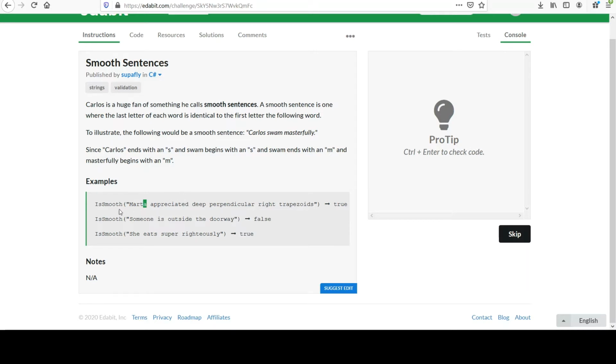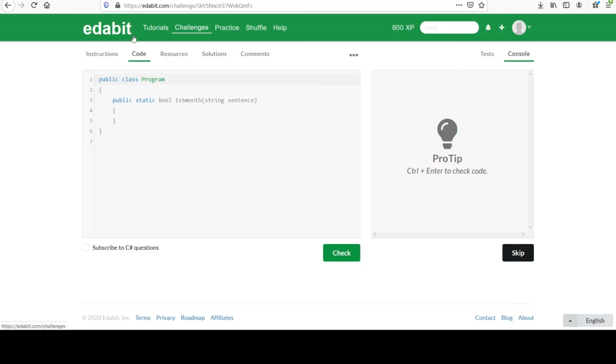I think we're good there. Let's head over to code. Please pause the video and implement this and begin again when you're ready.